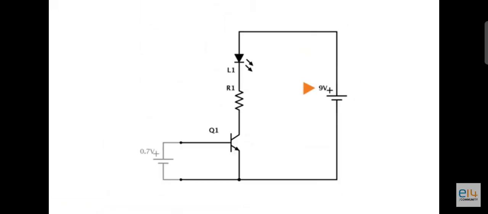Here's a circuit where a 9-volt battery connects with an LED and its resistor, but it connects through a transistor. This means that no current will flow in that part of the circuit until the transistor turns on. To turn the transistor on, you need a VBE, base-emitter voltage, of at least 0.7 volts.